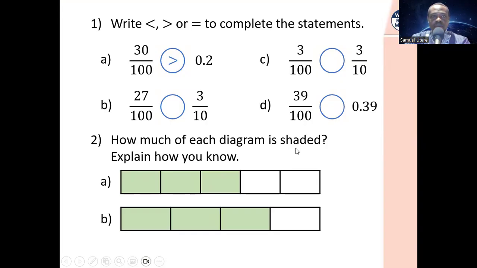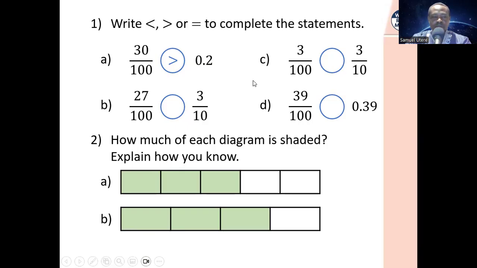So you were asked to use the less than, greater than, or equal symbol to complete the statements. Here we can see 30 hundredths is greater than 0.2. 0.2 is the same thing as 2 tenths and is also the same thing as 20 hundredths. So 30 hundredths is greater than 20 hundredths.